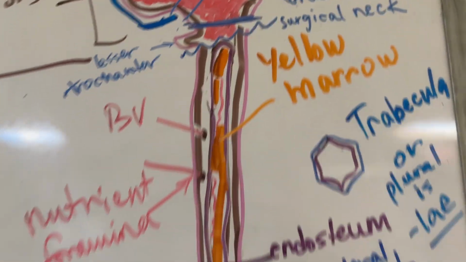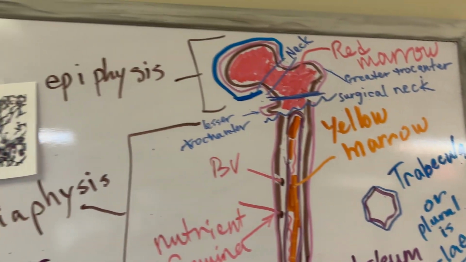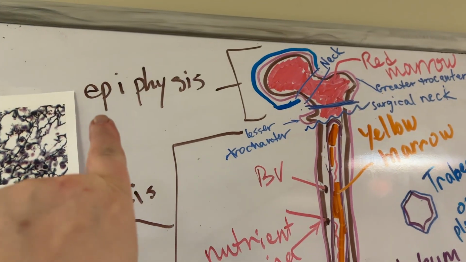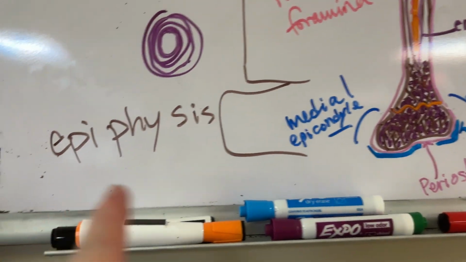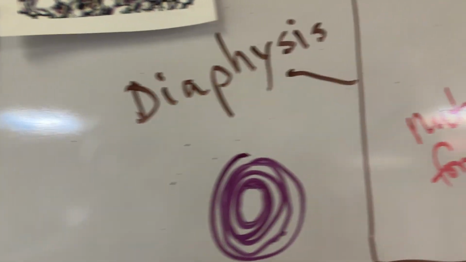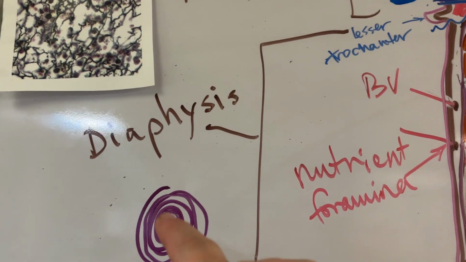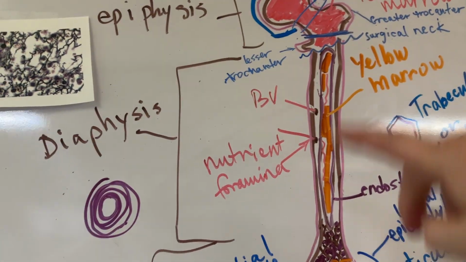So we have the femur. I also want to point out this end is called the epiphysis, and this end is also called the epiphysis. So both ends are the epiphysis, or you can make that one plural yourselves. And then we have the diaphysis, which is the long center of the bone.